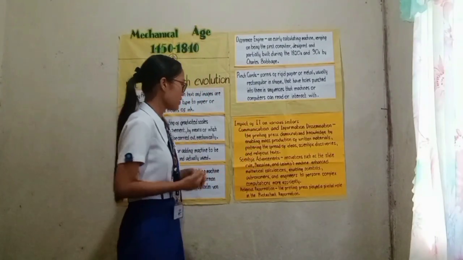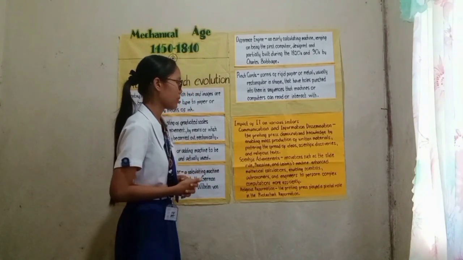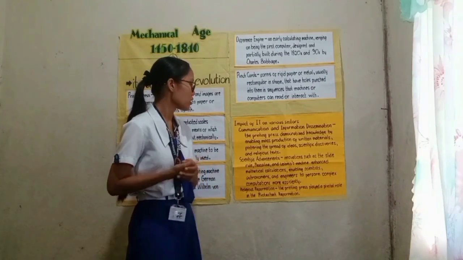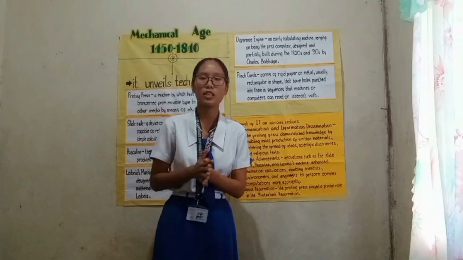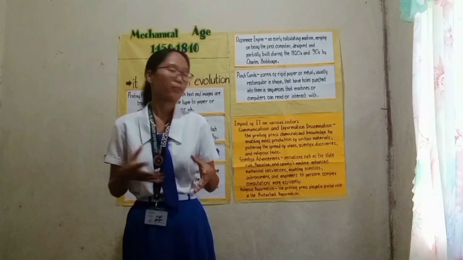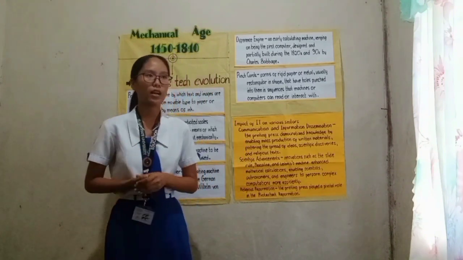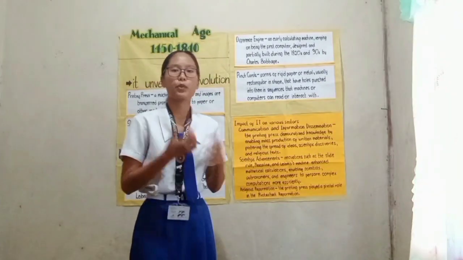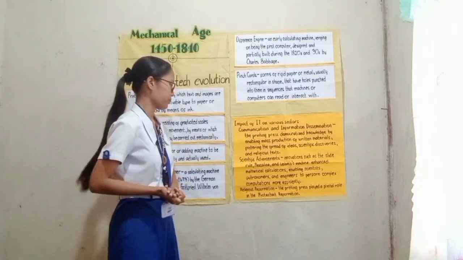And next is the scientific advancement. Innovations such as the slide rule, Pascal line, and the Leibniz machine enhanced mathematical calculations, enabling scientists, astronomers, and engineers to perform complex computations more efficiently. So because of machines such as the slide rule, Pascal line, and the Leibniz machine, it became easier for them to study or calculate things. And it became the groundwork for scientific breakthroughs during the mechanical age.